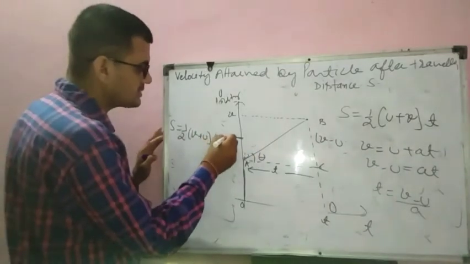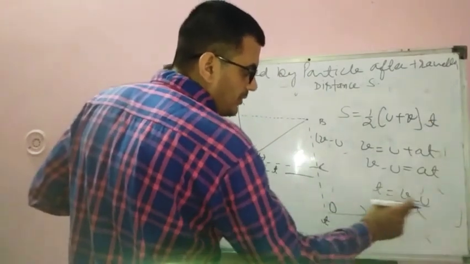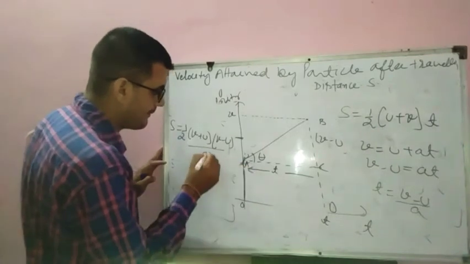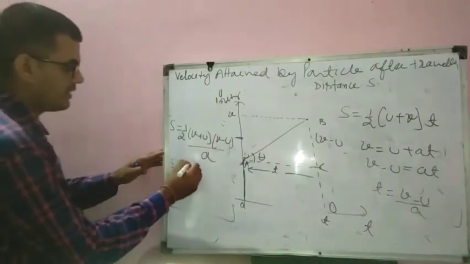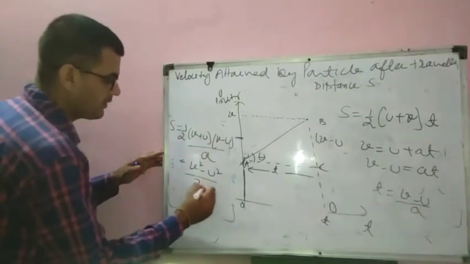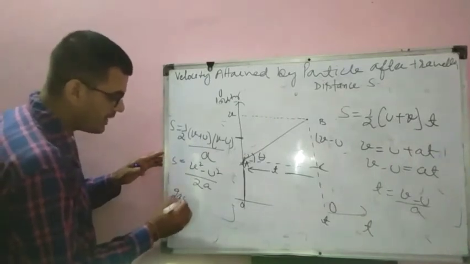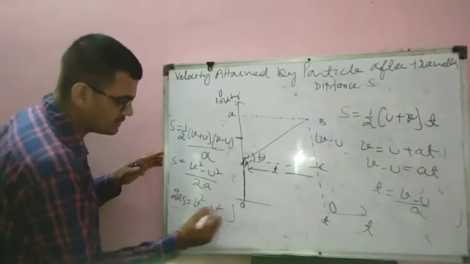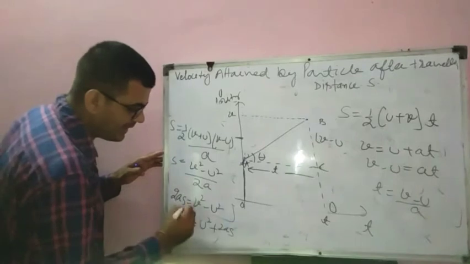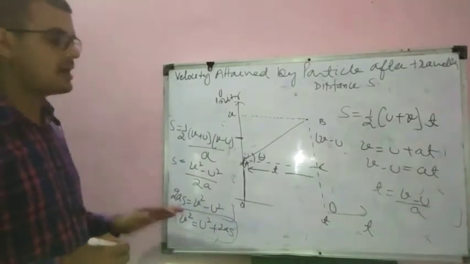S equal to 1 by 2 (V plus U) into (V minus U) upon A. In place of T, you have to put (V minus U) upon A. So rearrange it: (a plus b)(a minus b). So it is 2AS equal to V square minus U square, or V square equal to U square plus 2AS. Okay students, this is the third equation of motion.